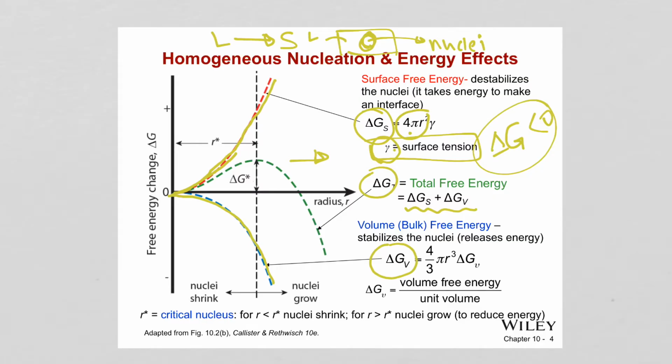The same thing you do for the volume free energy. This was volume free energy per volume, and then you need to multiply it with the volume to find the volume free energy. Assuming the nuclei is spherical, the volume of a sphere is 4 over 3 pi r cubed. So these two things are affecting the total free energy. This is the equation of that curve, this is the equation of that curve, and the sum of these curves is shown in green here, as you can see.